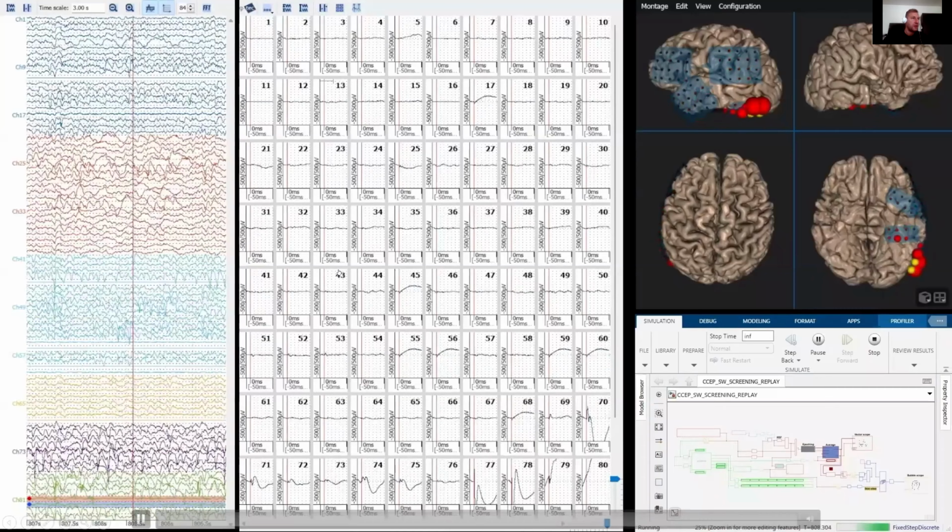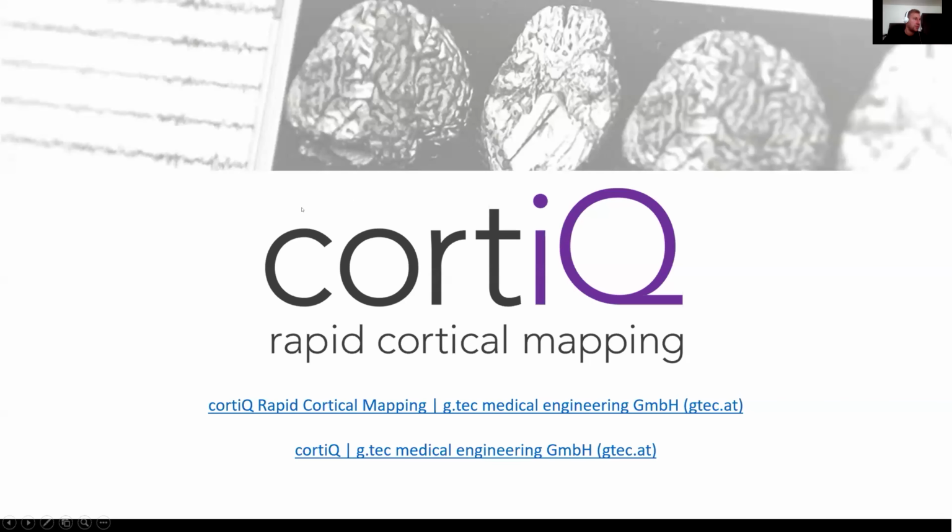Okay, so this is basically an introduction on how to conduct brain mapping with cortical stimulation, also to perform a measure of connectivity with single pulse stimulation, and how to identify how these related areas are interconnected with tractography. Thank you.